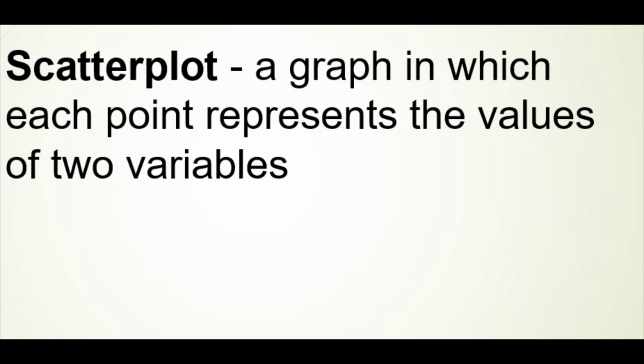And so to create this scatter plot, we put one variable along the x-axis and one variable along the y-axis, and then we plot each data point as a dot where those two variables will meet up. And so what we end up with is a graph with a bunch of dots on it that aren't connected by lines, and this is called a scatter plot.